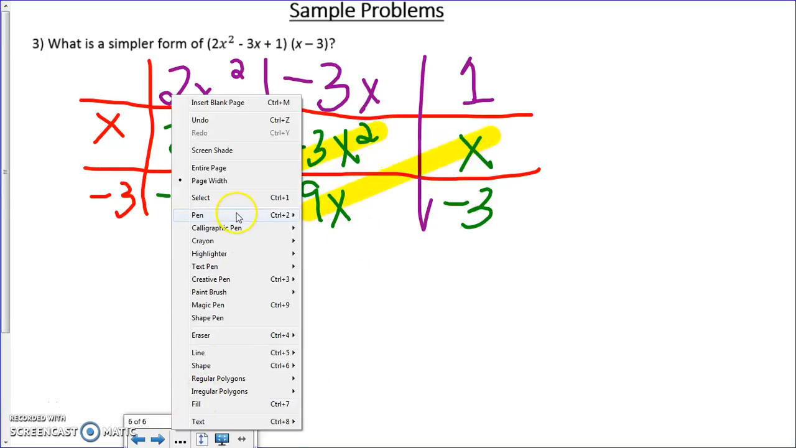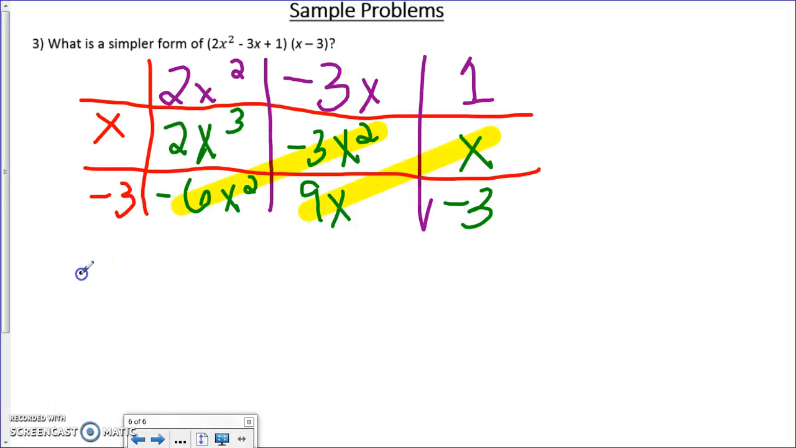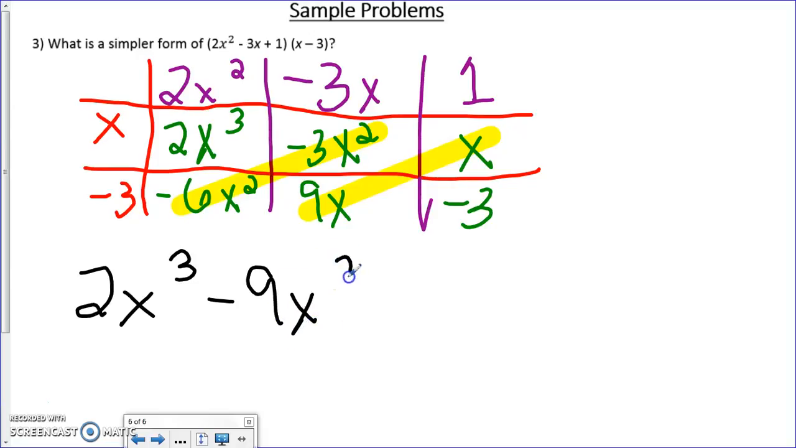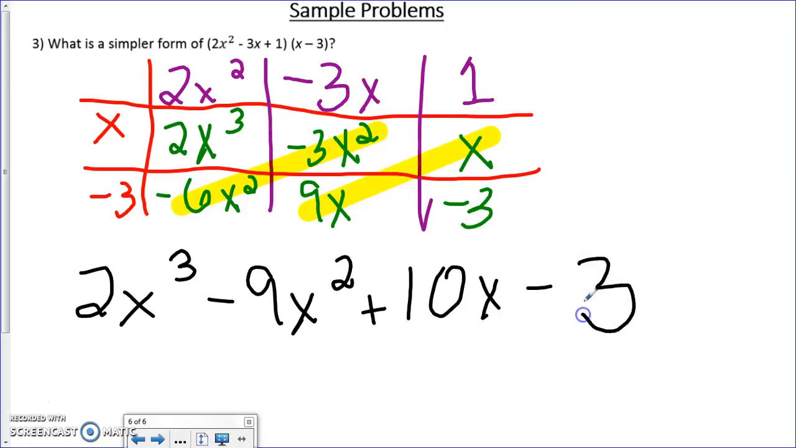So my final answer is going to look like this. 2x cubed, I'm going to combine my x squared terms. Negative 6x squared and negative 3x squared is negative 9x squared. My next two terms, positive 9x and positive x, make positive 10x. And then I have minus 3. And there you go.